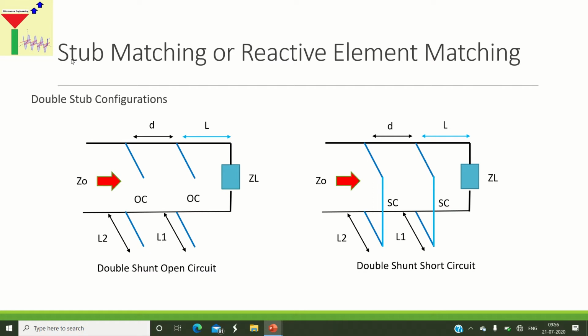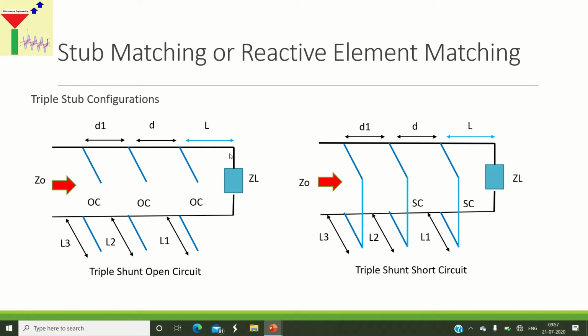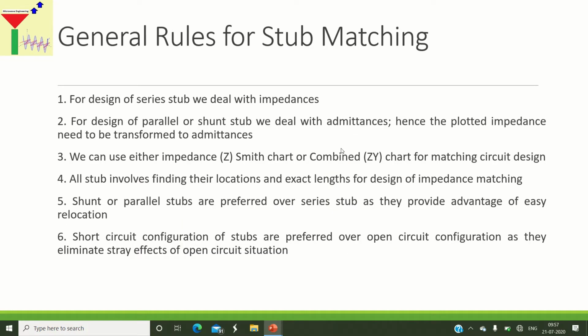Okay, so please remember stub matching circuits are also known as tuning circuits or reactive element matching circuits. So all these terms are describing the same phenomena. Okay, so we move ahead and let us see what the general rules are for designing stub matching circuits. So in this particular slide, we will discuss the generalized rules that one can follow for designing a stub matching circuit or stub tuning circuit, right?